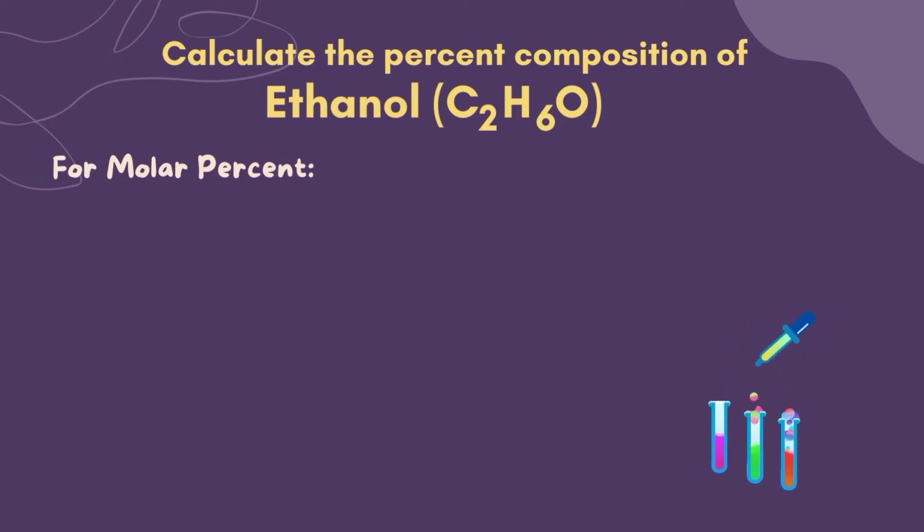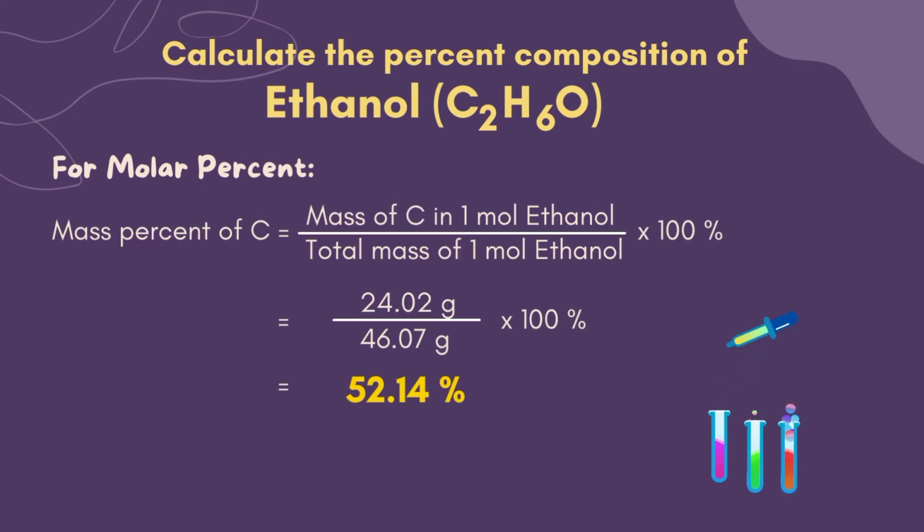Let us start with mass percent of carbon. Using our formula, mass of carbon in 1 mole of ethanol divided by total mass of 1 mole of ethanol times 100%. If we put in the values, and that is 24.02 grams divided by 46.07 grams times 100% is 52.14%. Our answer has already been rounded off to the nearest hundredths.